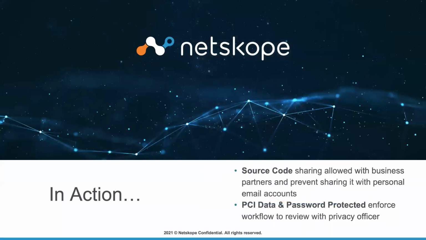Now let's see these features in action with some key business use cases. Just to make it simple, in this video, I'm going to use two policies. One for source code, which can be shared only with business partners, but not to any personal mailboxes. The other one is for PCI data and also the password protected file. This is the most critical one. Hence, it will go through a workflow where it involves the data owner or whoever is responsible for data protection in the organization, and they can review and take action accordingly.